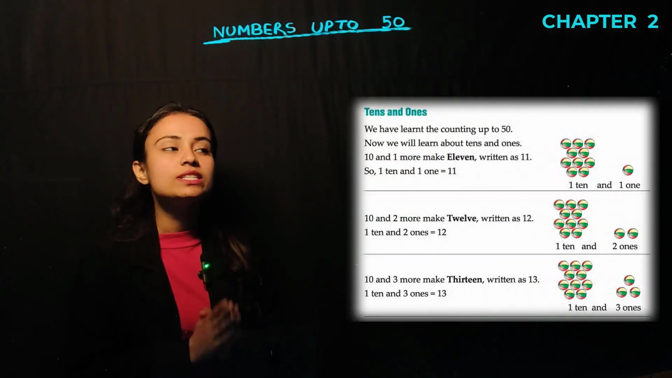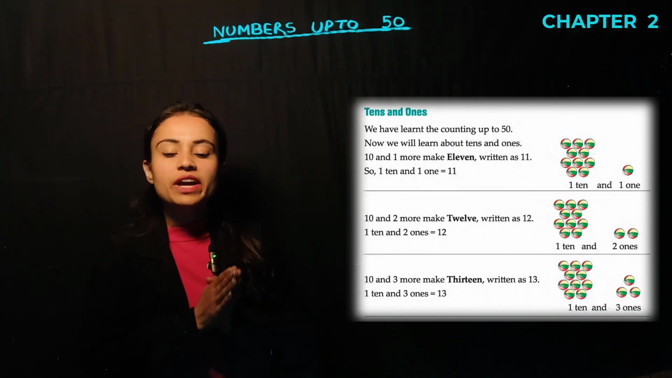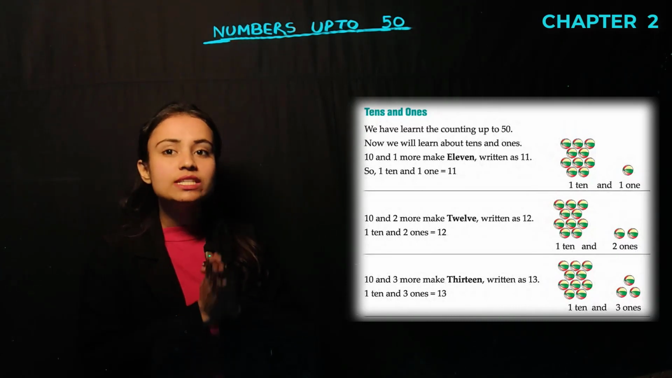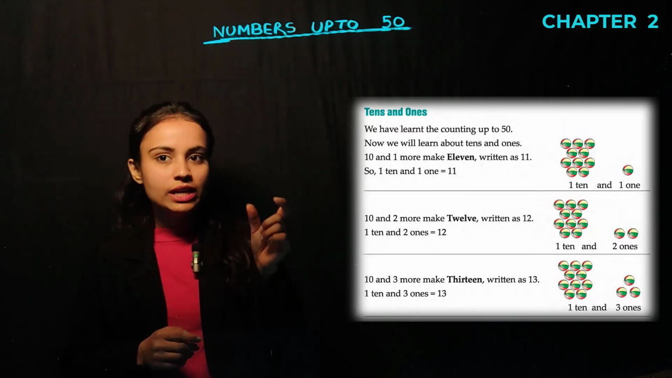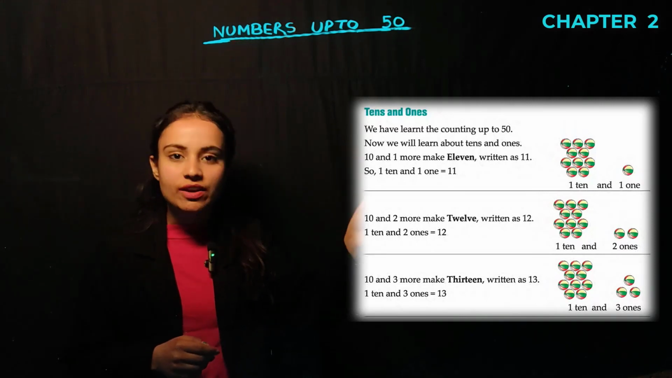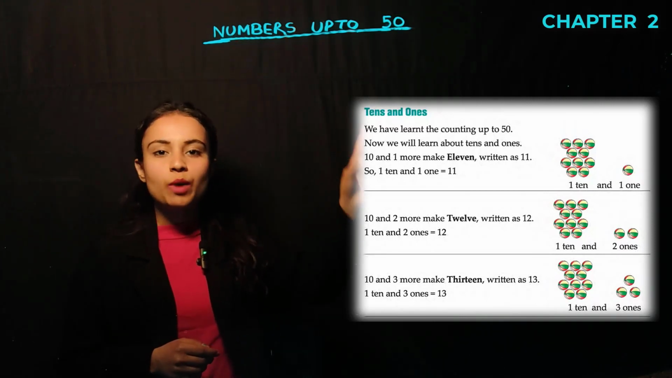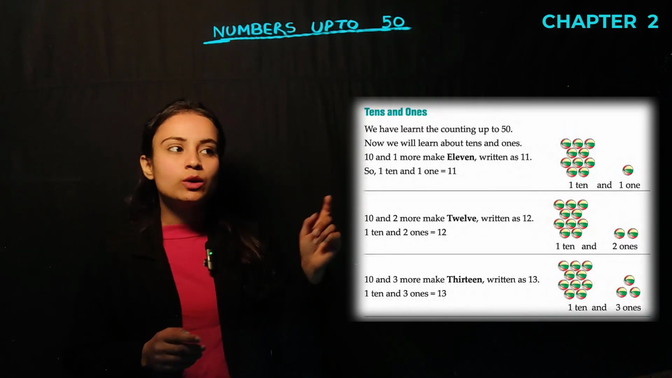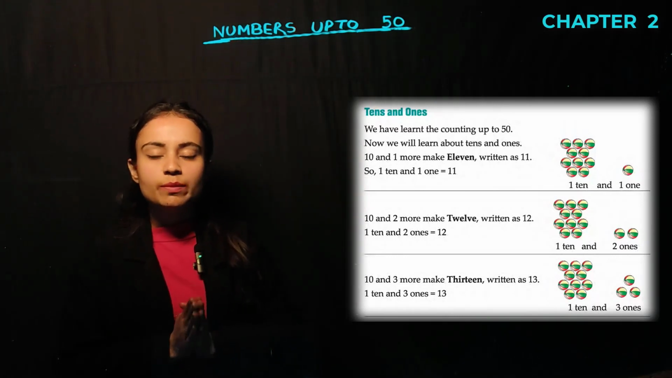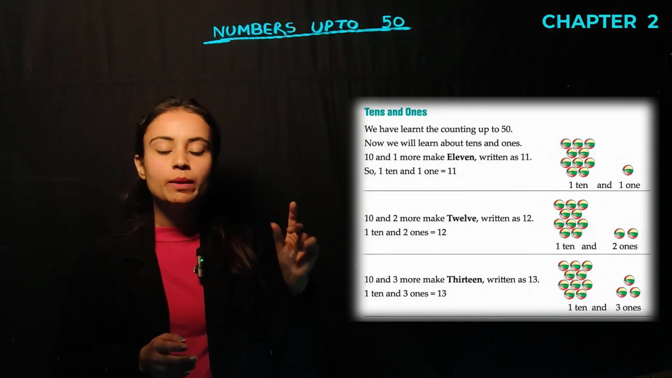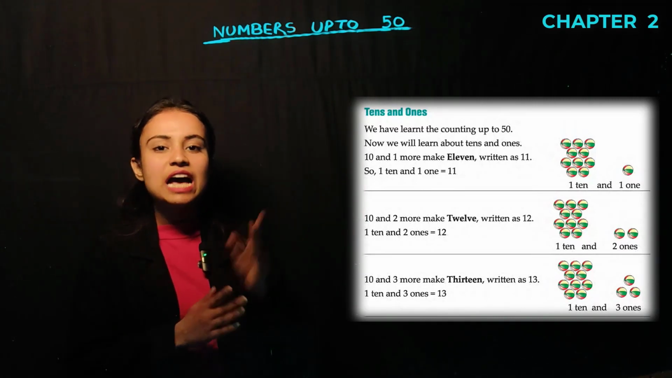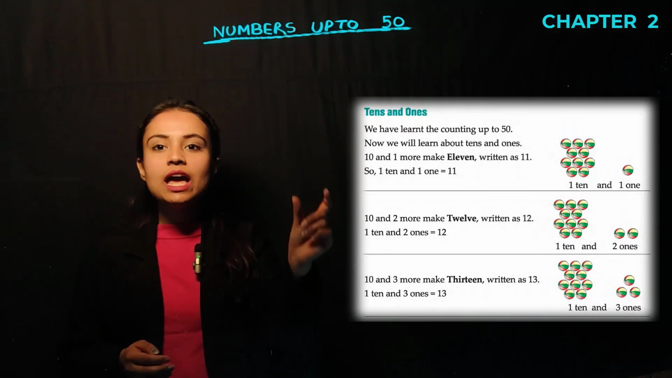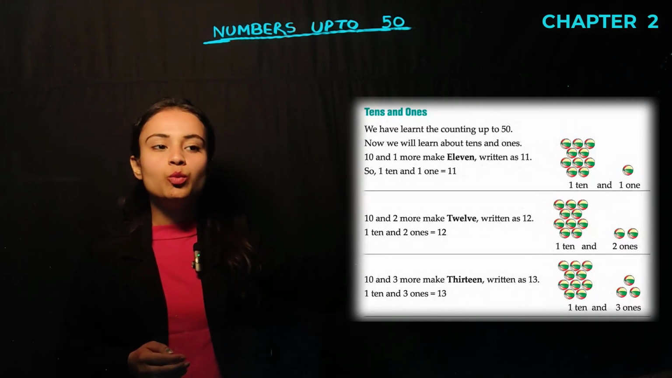Our next topic is tens and ones. We have learned counting up to 50. Now we will learn about tens and ones. 10 and 1 more make 11, which is written as 1, 1, 11. So 1 ten and 1 one is equal to 11. Similarly, 10 and 2 more make 12, which is written as 1, 2, 12. So we can say 1 ten and 2 ones is equal to 12.